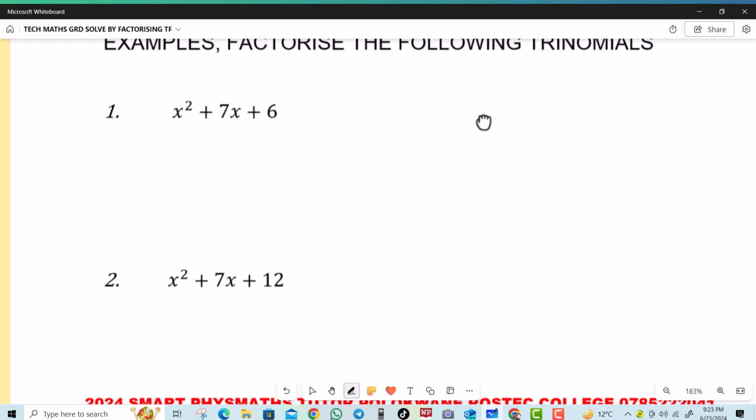So for that matter, I'm going to have a bracket. I'm going to put x here, another bracket here, then I'm going to put x here, and then close the bracket here. So if I'm going to factorize, I'm going to look at my constant here. Now we are using the constant to get our factors. Now the factors of 6, like we said, are numbers which multiply to give us 6. Example, we can have 6 times 1, or we can have 3 times 2.